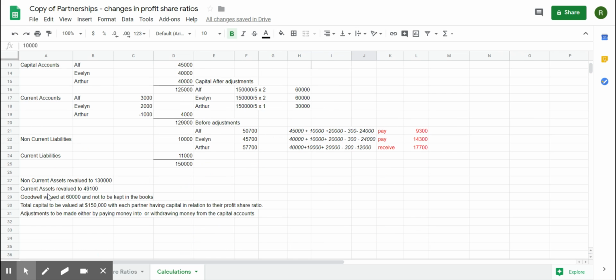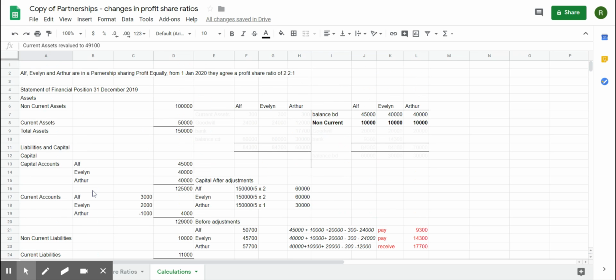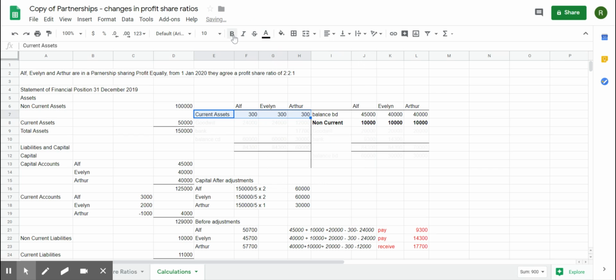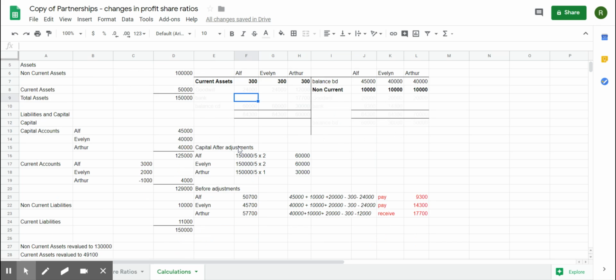Okay, we're also told that the current assets are going to be revalued down to 49,100, and that's from 50,000. So what we're going to do there is there's 900 of, if you like, negative capital or a loss, and that needs to be split equally. So again, each partner is going to get, this time, a debit entry for 300. And that's going to reduce their capital because it's a loss.